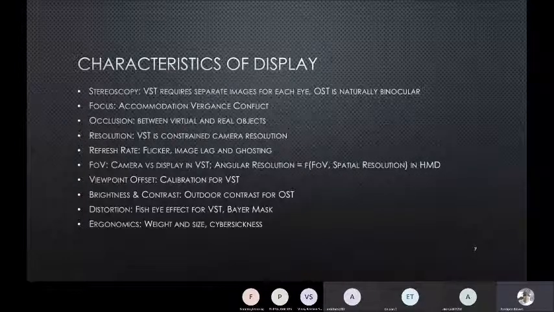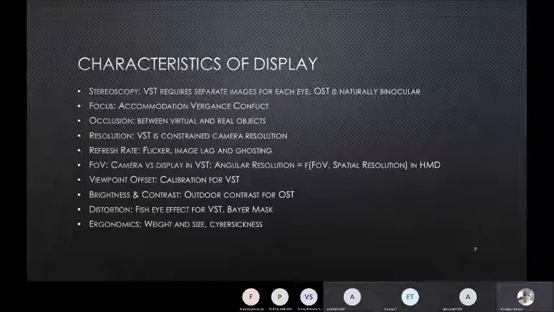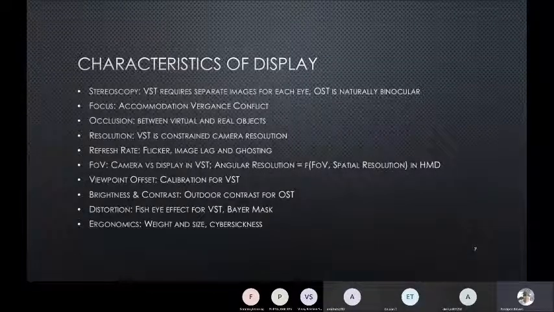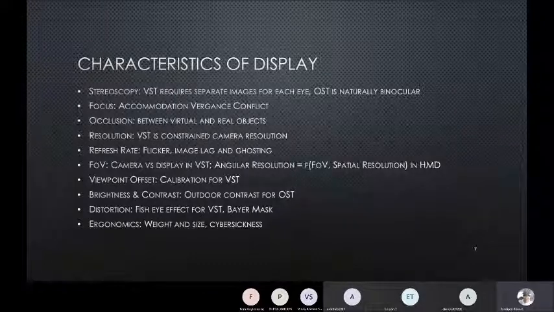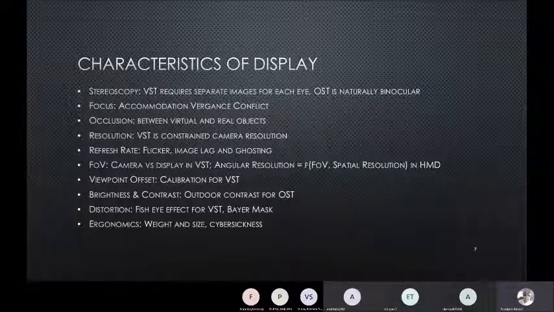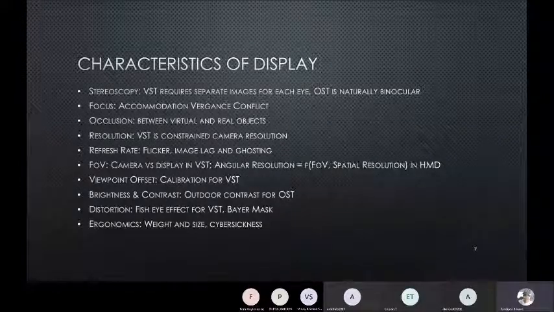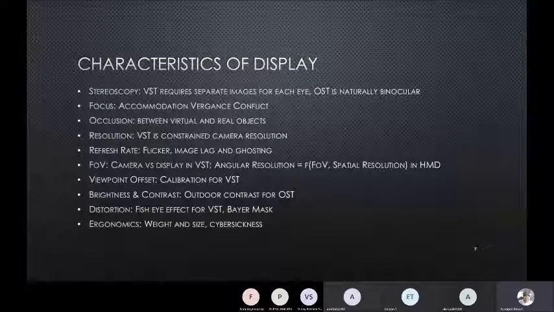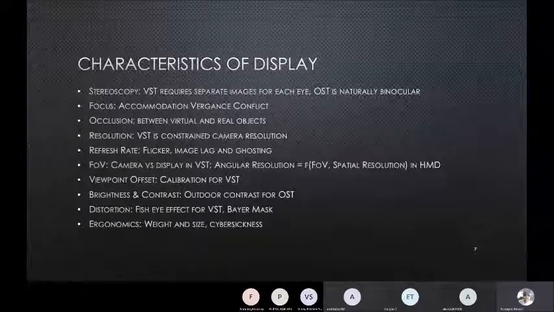Then occlusion is another property of mostly virtual reality display, and also partly augmented reality display, where virtual and real objects can occlude each other. Then the resolution, which is often constrained by camera resolution in case of video see-through display, and the refresh rate, that is how quickly it is changing, and if the refresh rate is low, then flicker may occur. Then the field of view of the display. For augmented reality display, the field of view is restricted by the camera, which is showing the real world object.